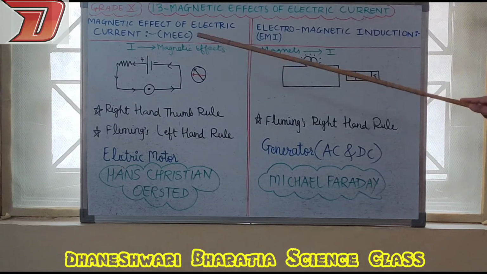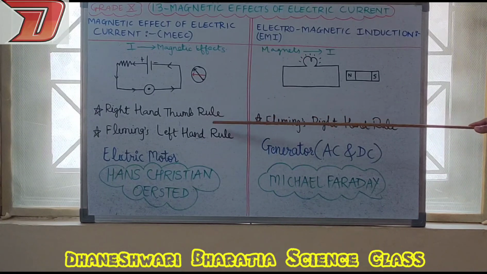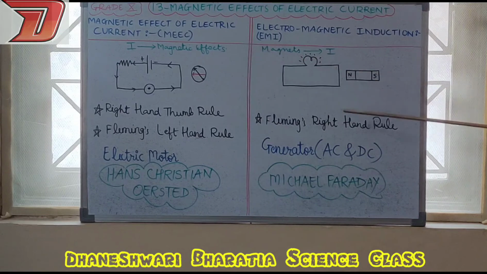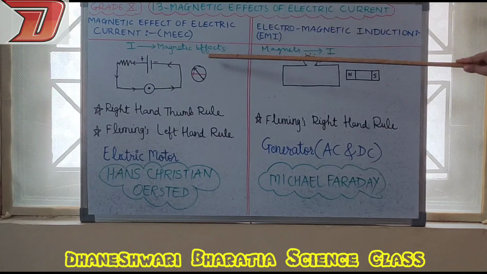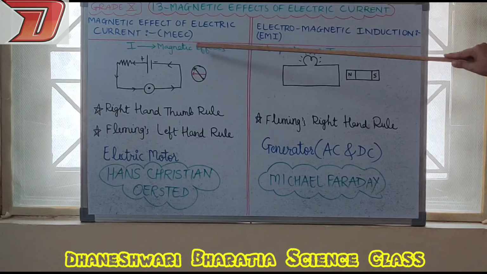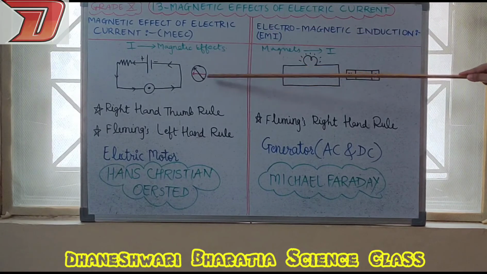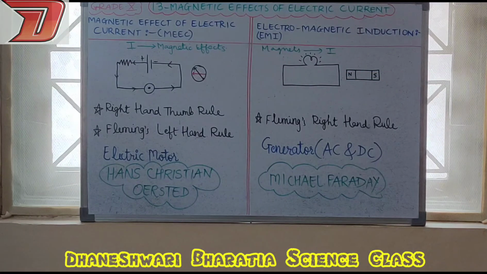Related to the same theory, we will be learning about the right hand thumb rule and Fleming's left hand rule, and the electric motor which works on a similar principle. We will be learning about that also in detail. In the other part, we will be learning about electromagnetic induction. Electromagnetic induction is exactly opposite to this. Here first current passed, then the magnetic effect happened. That is why the deflection was noticed in this compass, isn't it?